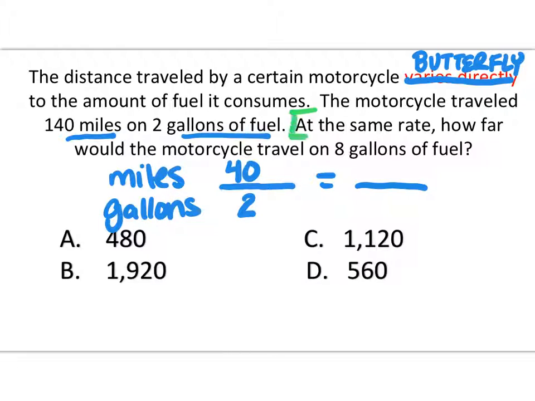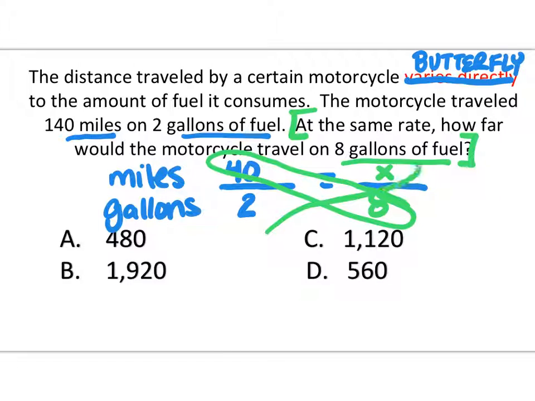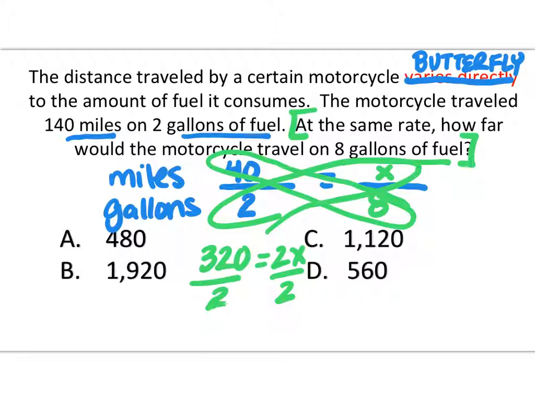So on this one, it says, at the same rate, how far would the motorcycle travel on 8 gallons of fuel? Well, 8's on the bottom. So we're going to put X on the top. Now we butterfly. So 40 times 8 is 320. And we're going to equal it to 2x. Lastly, we're going to divide that by 2. And we get x is equal to 160.